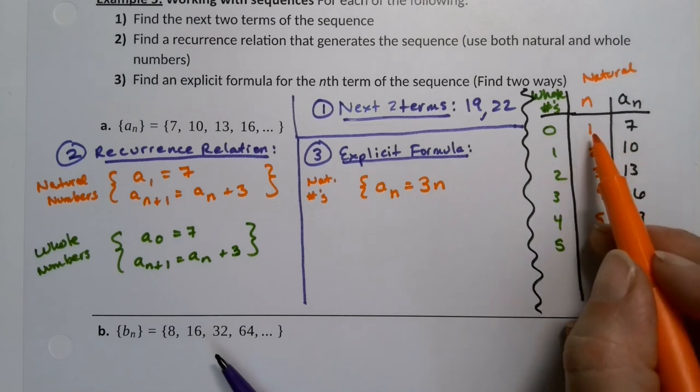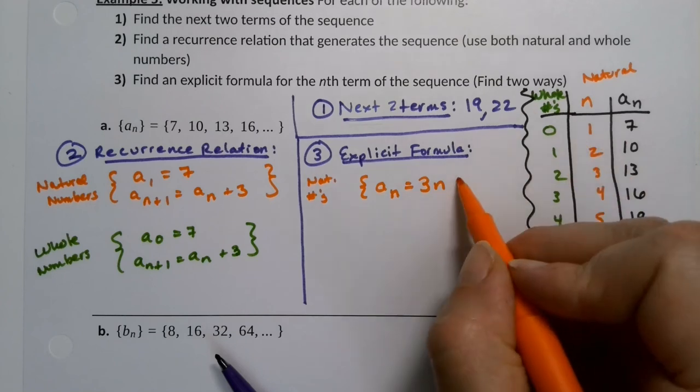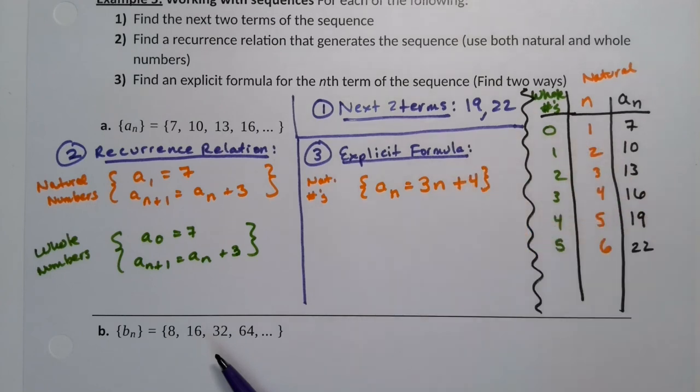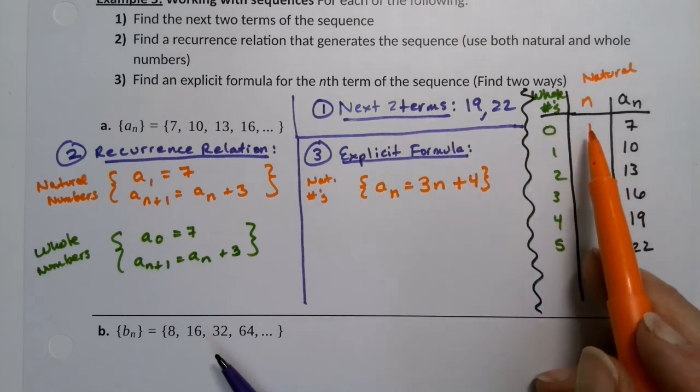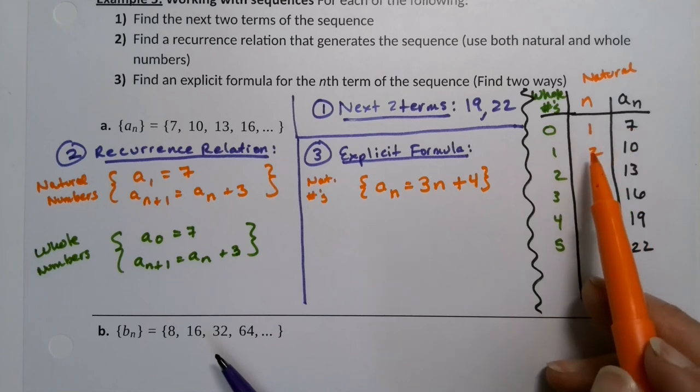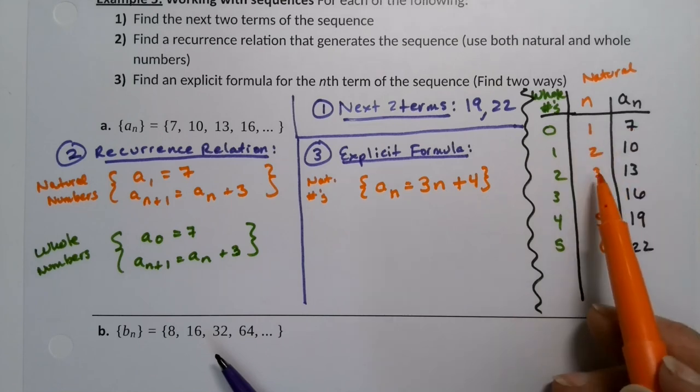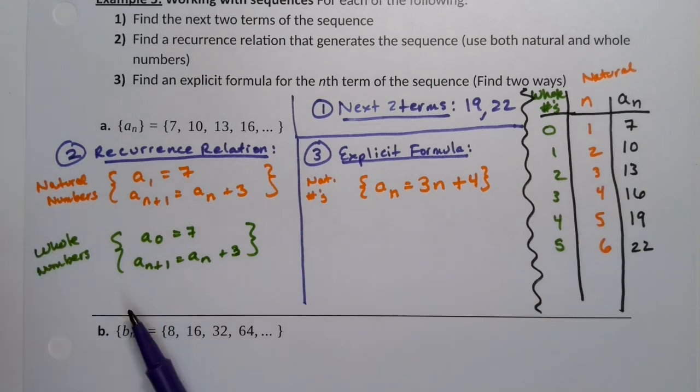3 times 1 is 3. So if I add 4, that'd work. 3 times 1 is 3, 3 plus 4 is 7. 3 times 2 is 6, 6 plus 4 is 10. 3 times 3 is 9, right? That'll work.